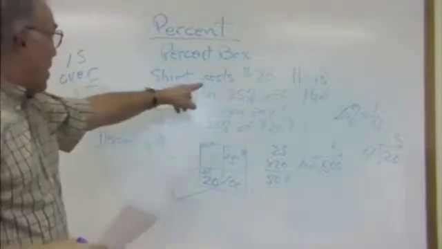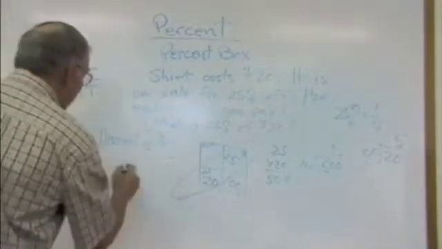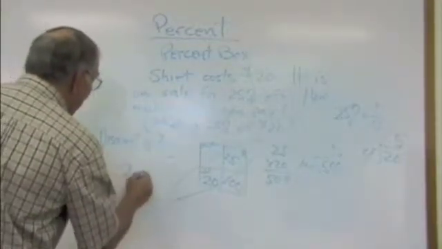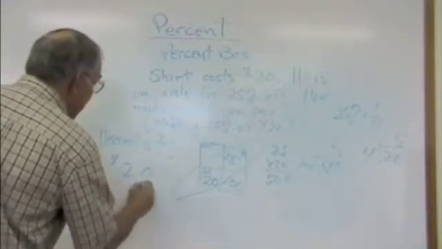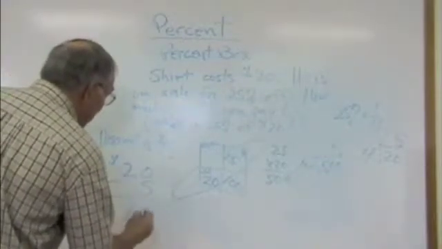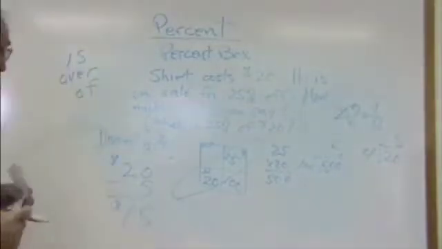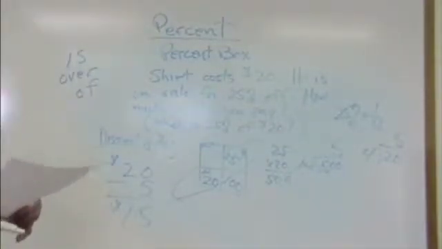Now you've got to answer the question. Go back and read it. How much would you pay? Well, now you've got to do step 2. $20 minus the $5 that they're taking off. You're going to pay $15 for that shirt. Okay?